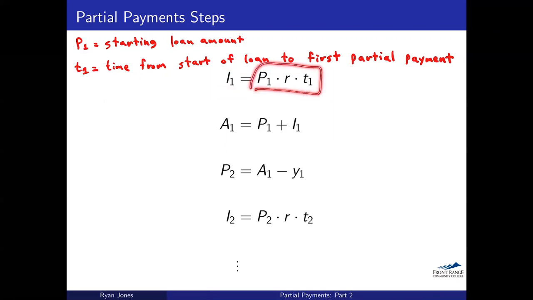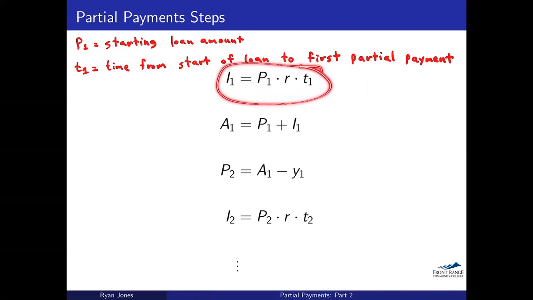So we use our simple interest formula. Again, this formula could be compound interest. We won't see problems like that, but it's good to know that it doesn't have to just be simple interest. You could use any number of interest calculations: simple interest, compound interest, or other types of interest that we aren't even going to talk about. But for us, we're just going to deal with the simple interest formula.